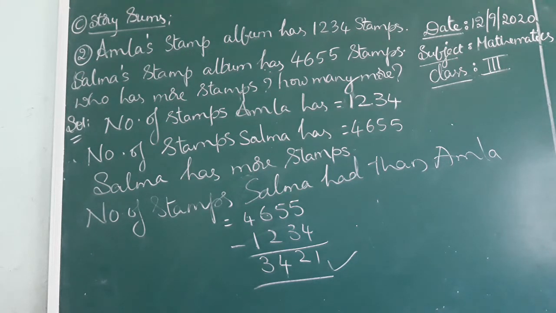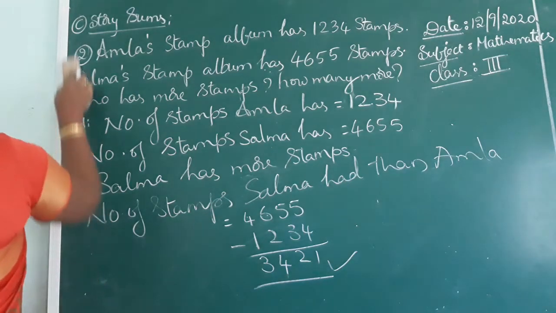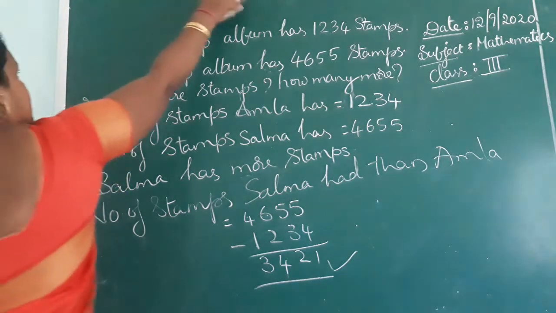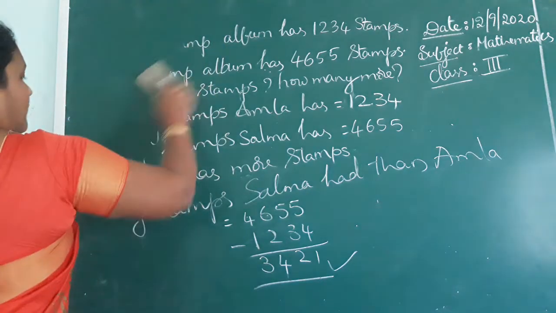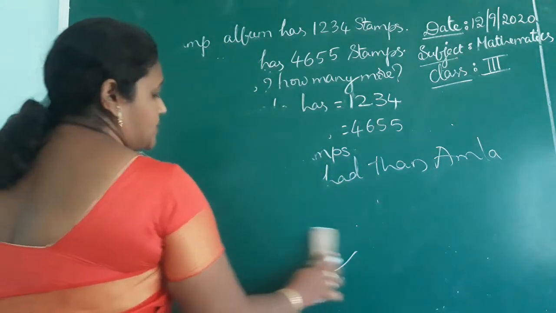See the next one, children. Next one is about borrowing subtractions of 4-digit numbers. Okay, now exercise 3.1 is completed. Now I am going to start exercise 3.2.